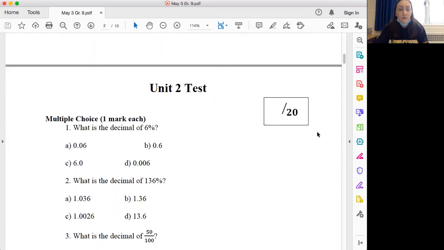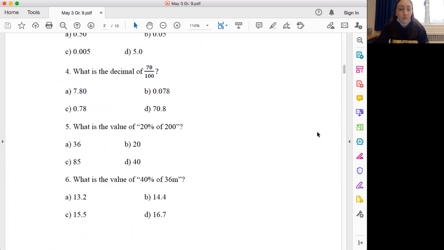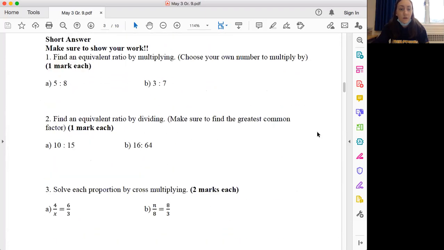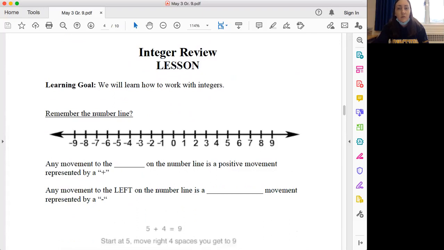So your first task is to do the unit 2 test on the rates, ratios, and percent. So get that done. I'm sure by now most of you have done that. So we're going to look at the integer review. So this is something that shouldn't necessarily be new to you, but we're going to go over it.